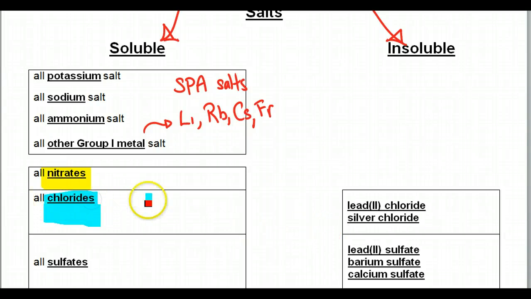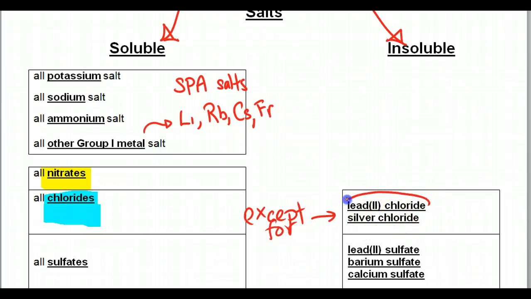Now, the other type of salts you will learn is your chlorides. Are all chlorides soluble? The answer is no. It is not all chlorides. So we say all chlorides are soluble except for these two examples. Every single one of them is soluble except for lead 2 chloride and silver chloride. These are the only two exceptions. So just remember, all chlorides are soluble except for which two? Lead 2 chloride, silver chloride.